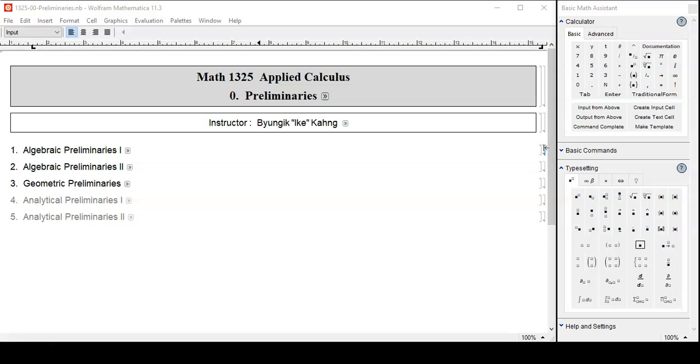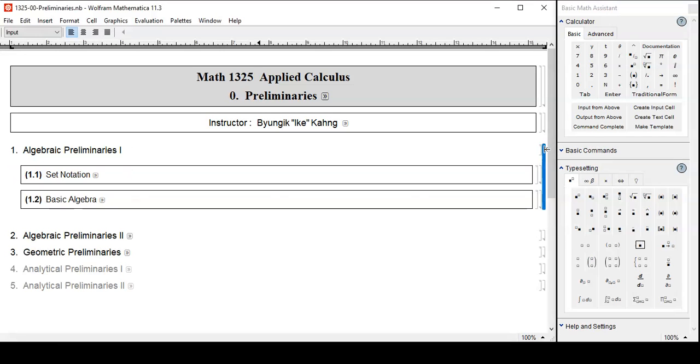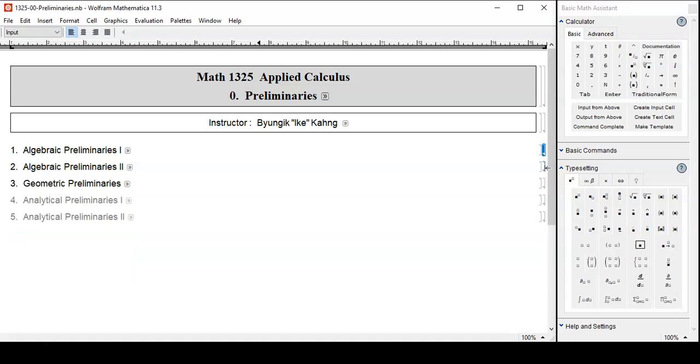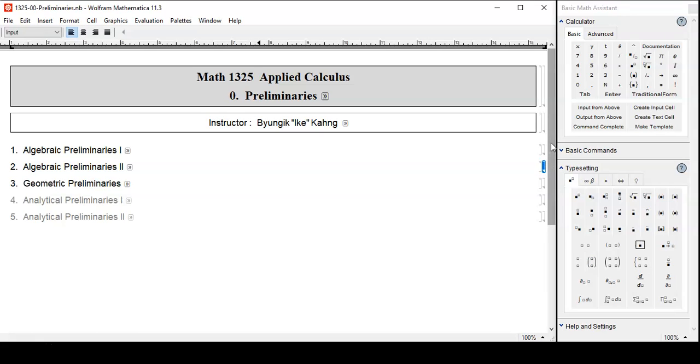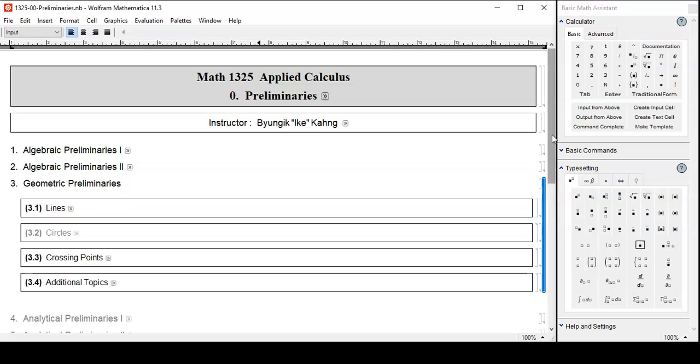Roughly speaking, Section 1 covers algebraic preliminaries from pre-algebra and basic algebra. And Section 2, some intermediate algebra and advanced algebra. Of course, not the entire courses, just some selected topics. Now, Section 3, geometric preliminaries, and these are coming from various courses.